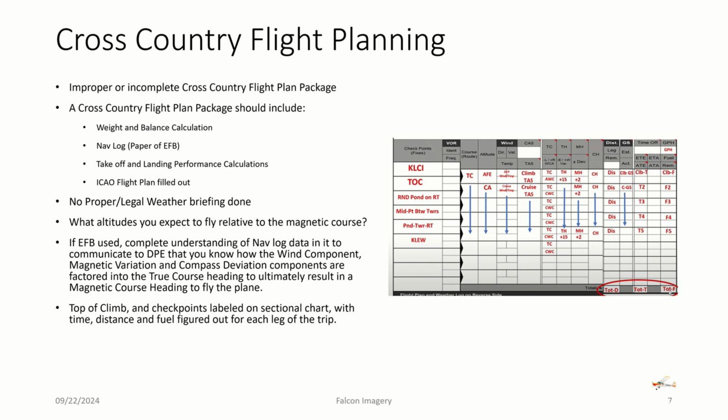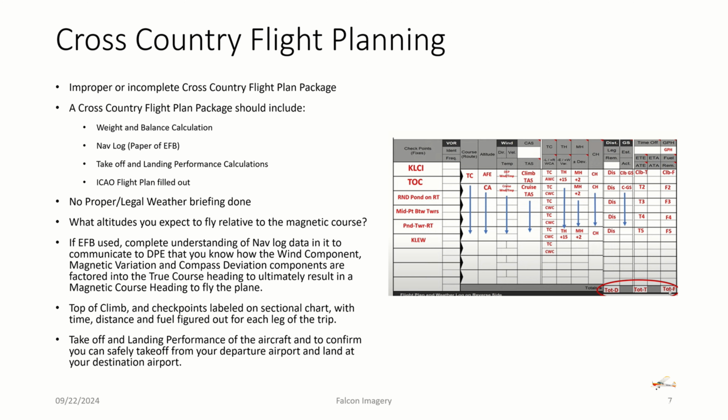Also, you need to have top of climb and checkpoints labeled on the sectional chart, whether on the paper chart or on your ForeFlight, and you need to have calculated the time, distance, and fuel for each one of those legs of the trip. And lastly, the takeoff and landing performance of the aircraft, to confirm you can safely take off and land at those airports and meet your personal minimums that you've set for yourself and that you may wind up communicating to the DP.